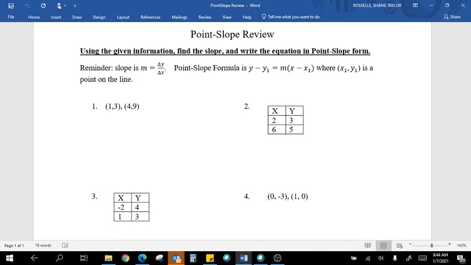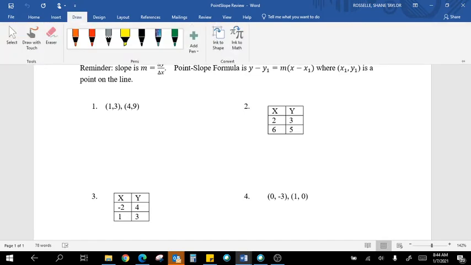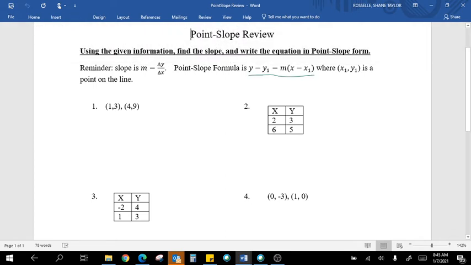What we're asked to do is write it in point-slope form. There's a form called point-slope form, and the generic form of that is y minus y1 equals m times x minus x1. Here's what you've got. This is it right here, and that's our formula, where x1 and y1 are the coordinates of the points.